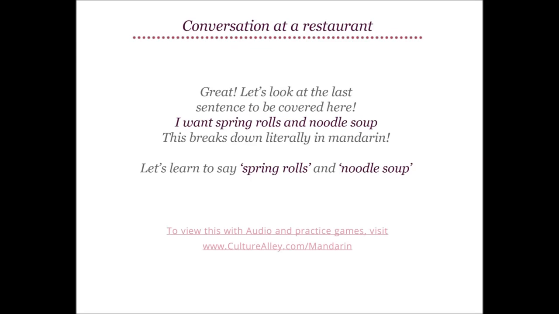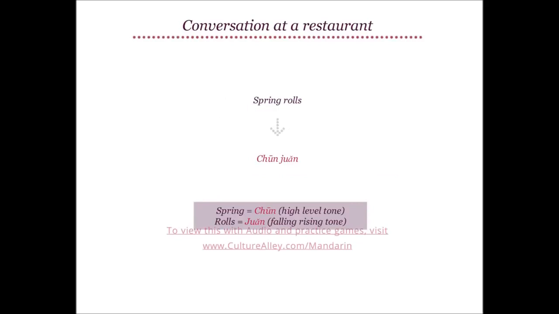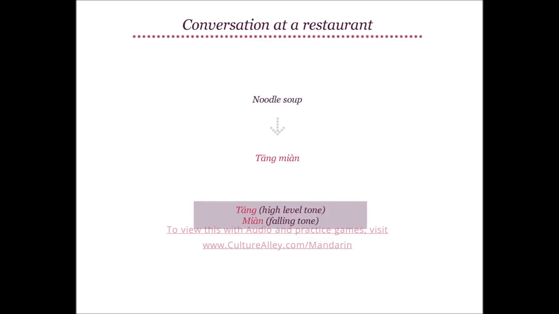Great! Let's look at the last sentence to be covered here. I want spring rolls and noodle soup. Let's learn how to say spring rolls and noodle soup. Spring rolls translates as 春卷, where spring is 春, and rolls will be 卷. Once again, it's 春卷. Noodle soup translates as 汤面, which carries a high level tone on the first A and a falling tone on the second, making it 汤面.